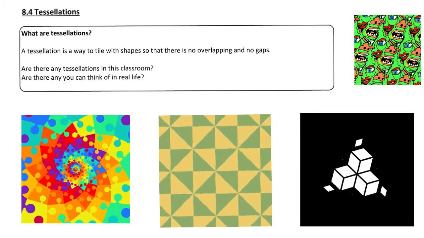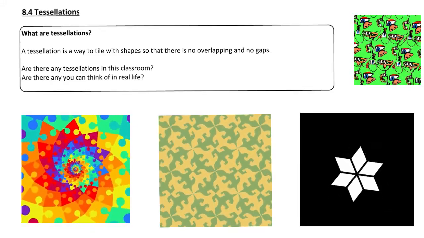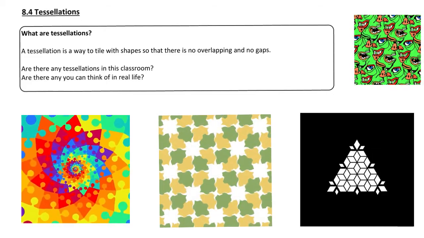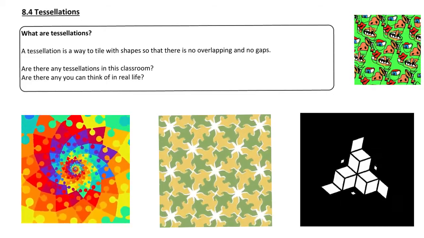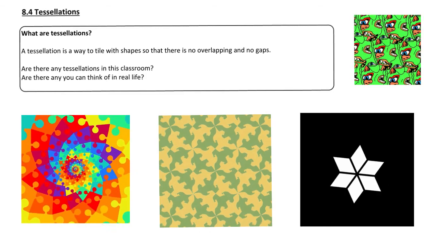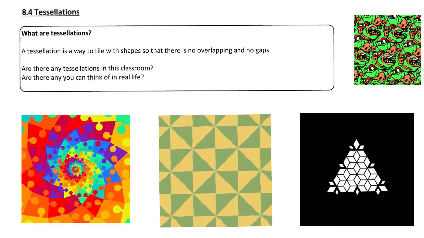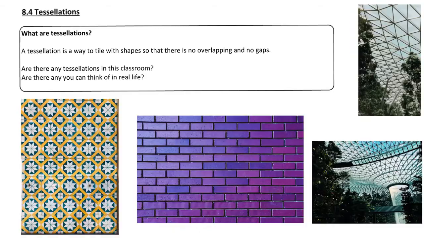8.4 tessellations. What are tessellations? A tessellation is a way to tile with shapes so that there's no overlapping and no gaps. There are lots of different examples of tessellations. We could have examples in the real world of the tiling pattern in some floors, or brickwork, or even the glasswork in some architectural structures.